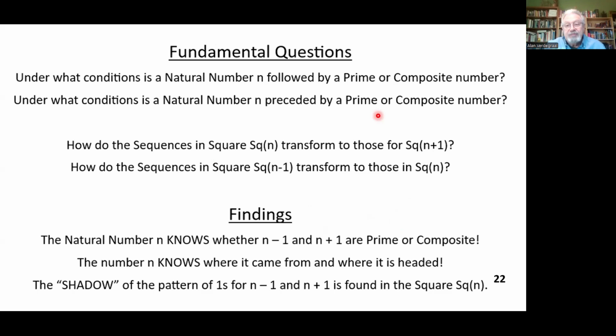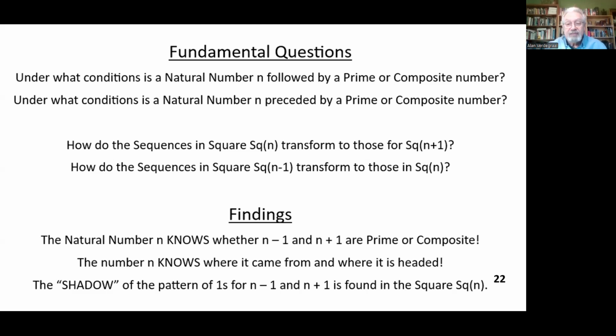Now that the basic theory has been presented, we can explore some fundamental questions about numbers. We can tell from the square SQ of n itself whether n is prime or composite using the staircase search. A more interesting question is this: when is a natural number preceded by a prime or composite, and when is it followed by a prime or composite? These questions actually reduce to understanding how the sequences of one square convert into those of the next square. Spoiler alert, the number n knows that n minus 1 and n plus 1 are either prime or composite without examining n minus 1 or n plus 1. Every number n knows the primality state of where it has come from and where it is going. Mathematically, this is very beautiful.